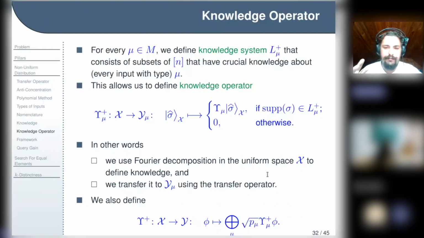So this is the most important slide of the whole talk. This idea, I think, is the most important: we have this uniform probability distribution. We can define knowledge on them using the Fourier decomposition in the same way as Zhandry did, essentially. But now we can move it to an arbitrary probability distribution we care about using this transfer operator, which gives this knowledge operator, a filter on whether I am using the transfer operator or not, depending on whether the algorithm knows sufficiently much. If the algorithm knows something, then it goes through.